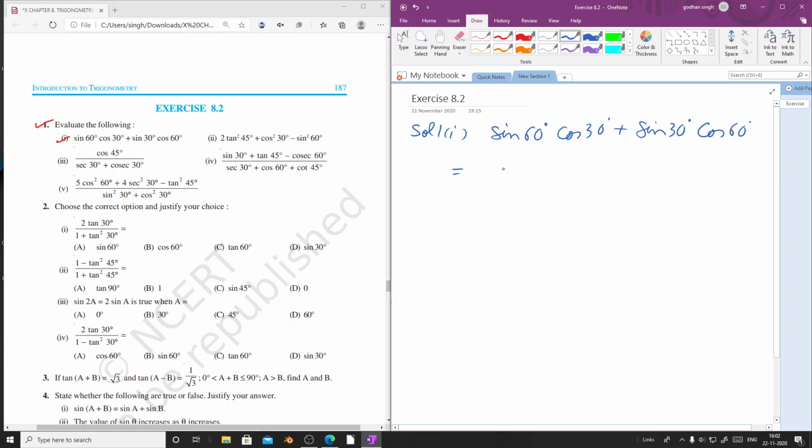We know from our earlier studies that the value of sin 60 is equal to root 3 by 2, multiplied by cos 30, which is also root 3 by 2, plus sin 30 is 1 by 2 and cos 60 is also 1 by 2. So we will be getting root 3 into root 3, that is 3 by 4, plus 1 by 4, and the denominator is the same, so we get 4 by 4, which is equal to 1. So the answer of the first part is 1.